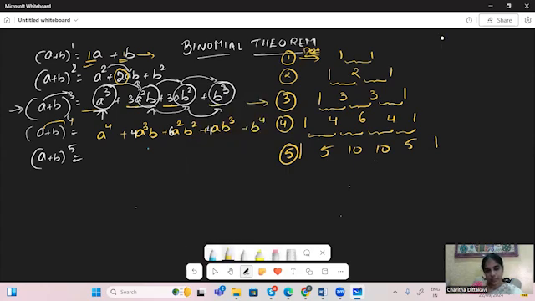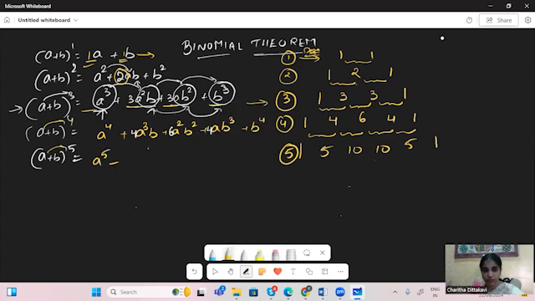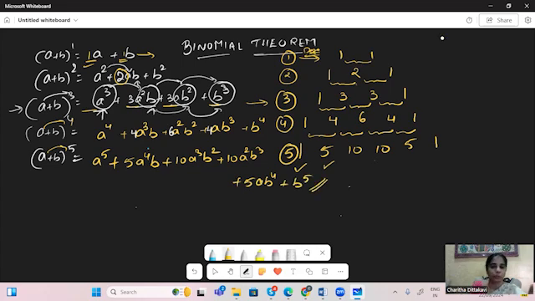I'll be starting with obviously a to the power 5, isn't it? Next, slowly a power decreases and b power increases, right? Now, what is the coefficient? 1 is already written, so hence we have a 5. 5a to the power 4 b. Next, plus 10a cube b square. Decrease a, increase b. That's it. Next, plus 10 a square b cube. Next, plus 5 a b to the power 4 plus b to the power 5. Understood? So this is the way how you remember things.